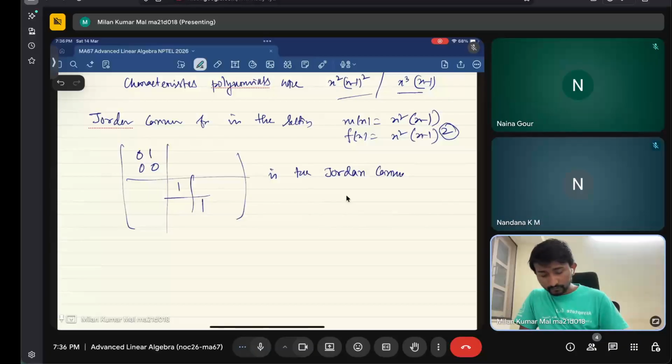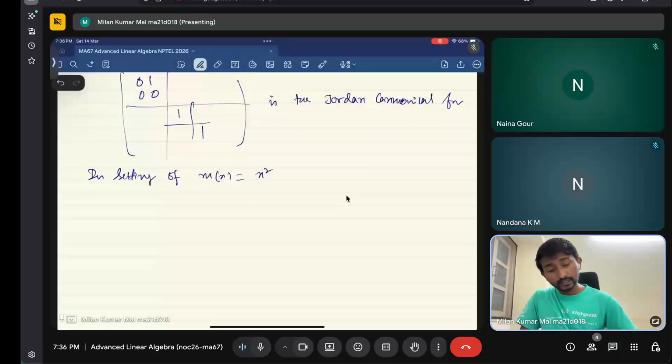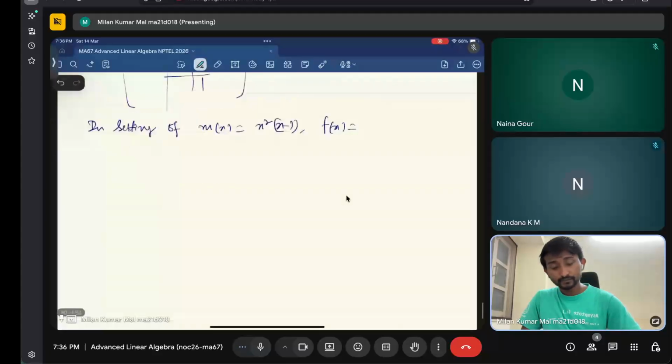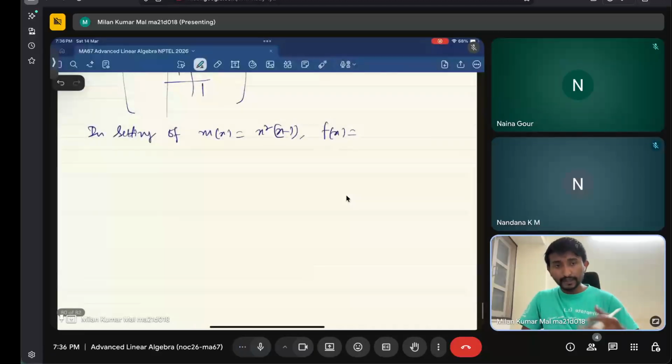Now in the setting where the minimal polynomial is x squared into x minus 1 and the characteristic polynomial is x cubed into x minus 1: as the minimal polynomial power corresponding to 0 is 2, one block will be of size 2. But here the characteristic polynomial has power 3, so I have to go down one.